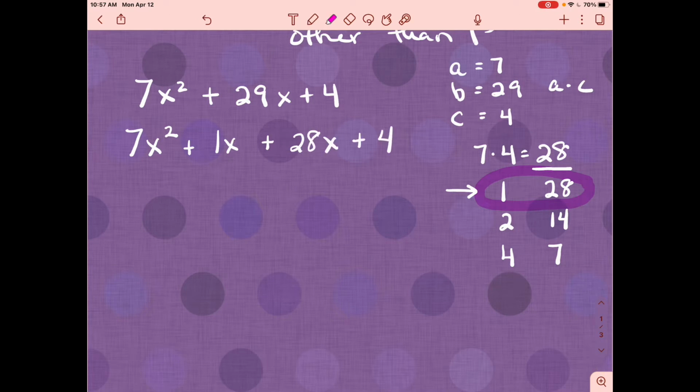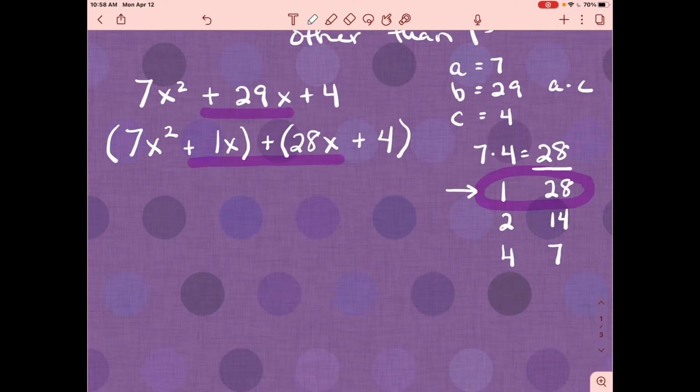Take a look at what we just did. We just rewrote 29x to be 1x plus 28x. So we didn't change a whole lot, but we made this into 4 different monomials instead of 3. We split it apart because what we're going to do next is actually factor by grouping. So when we have it written out as 4 things, we throw parentheses around the first 2 and throw parentheses around the second 2.